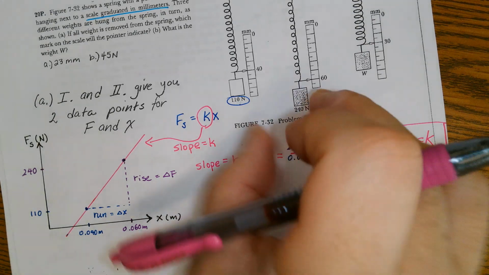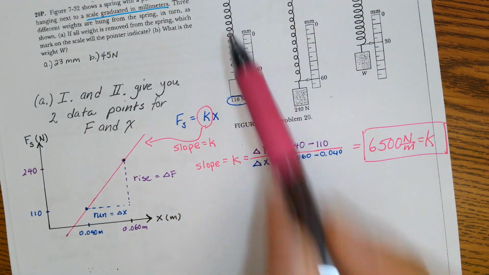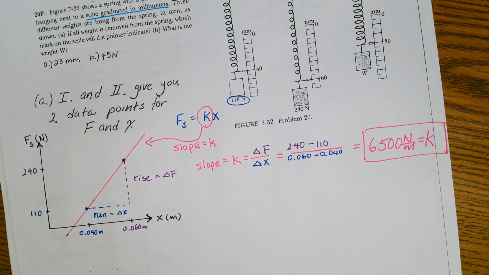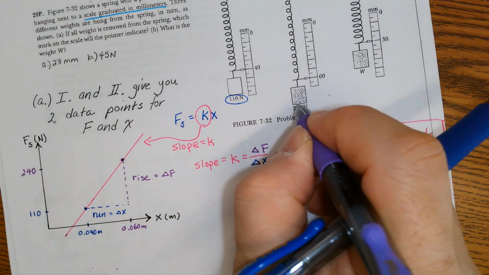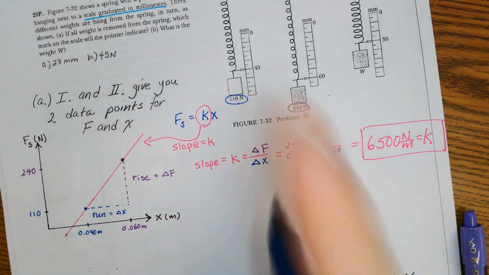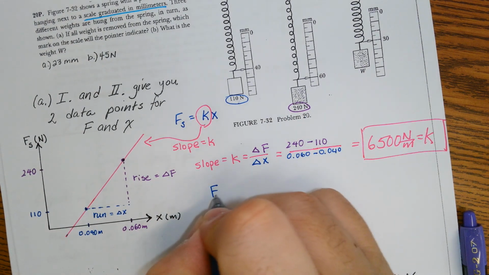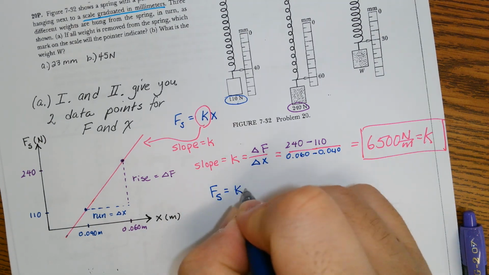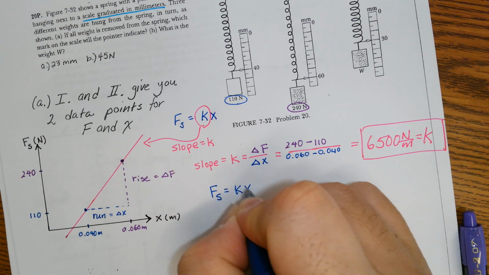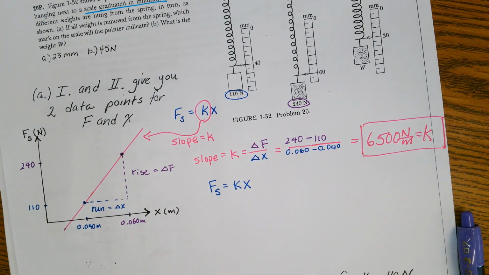So if I were to remove all this weight, where would it go back to? It's not going to be zero, I guarantee that. So let's just take a look at the 110 Newton one right here. We know F spring is equal to Kx. How much did it stretch?